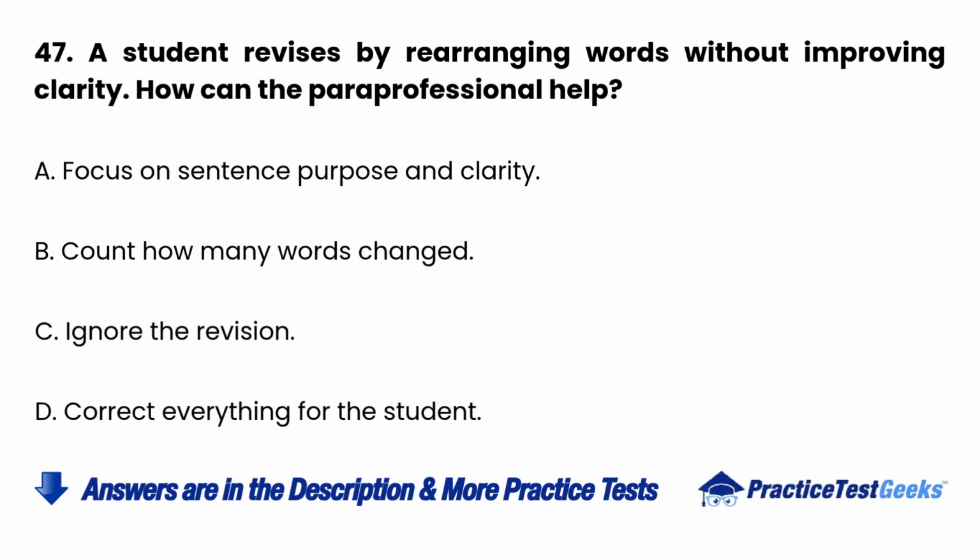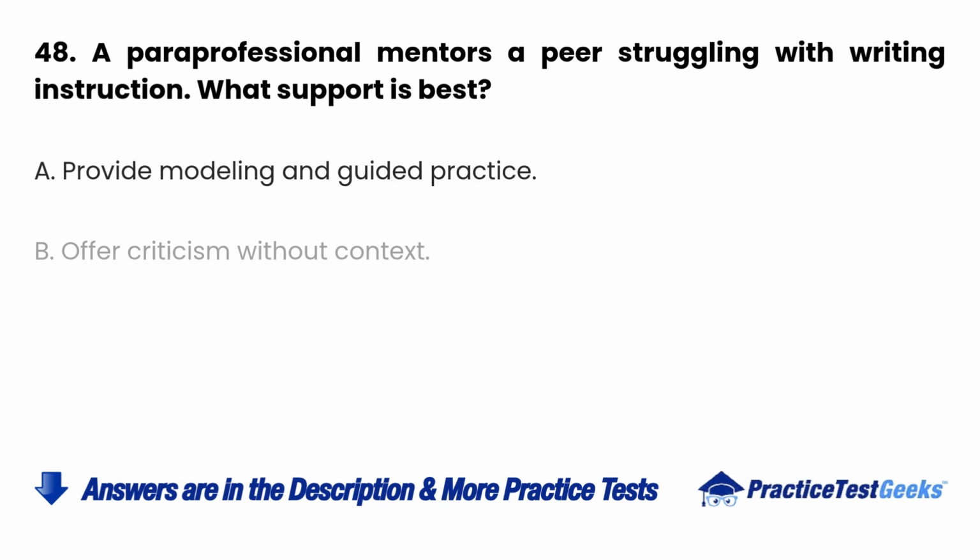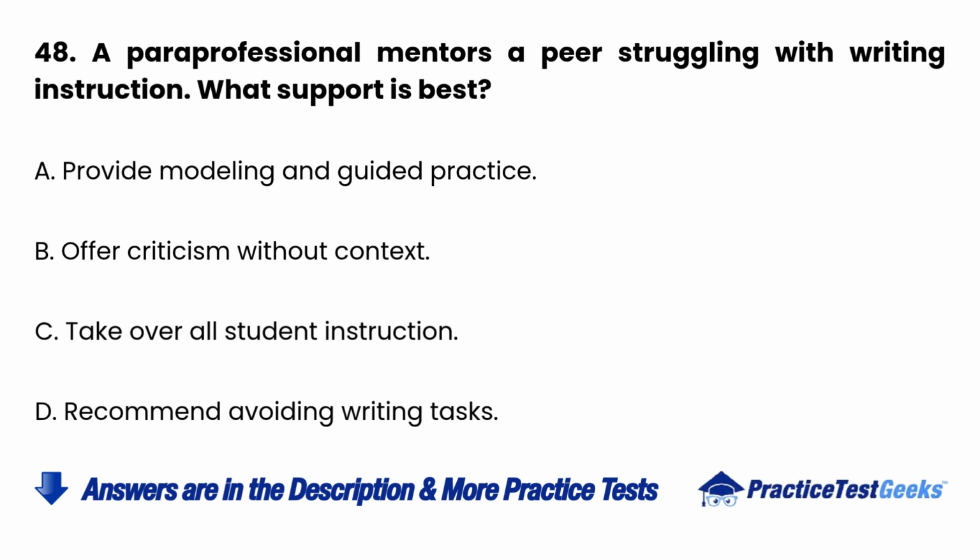47. A student revises by rearranging words without improving clarity. How can the paraprofessional help? A. Focus on sentence purpose and clarity. B. Count how many words changed. C. Ignore the revision. D. Correct everything for the student.